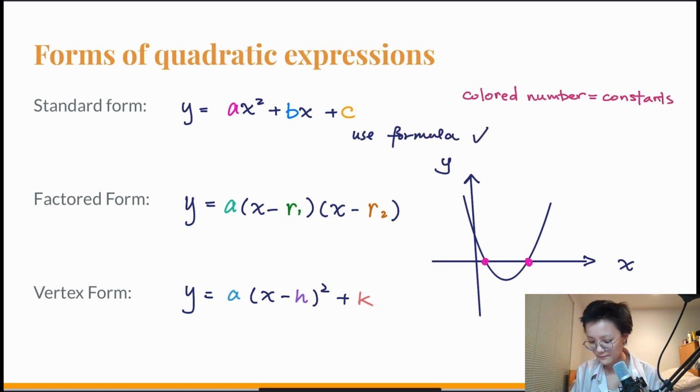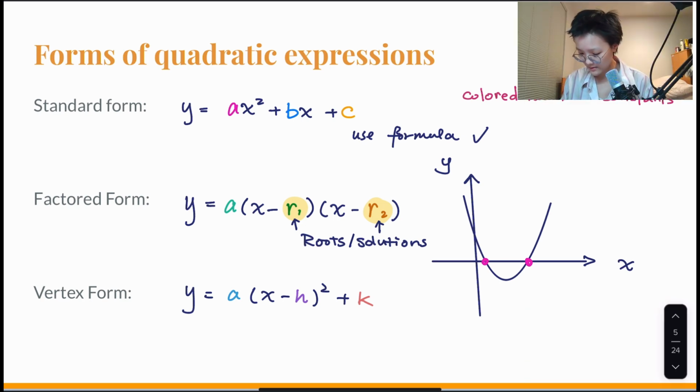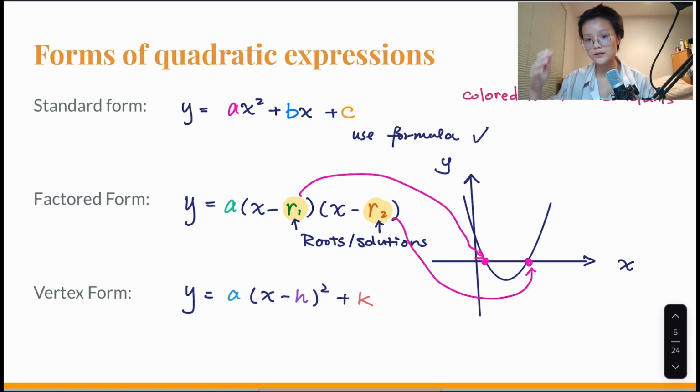The second one, the factored form. We have two constants here, and these two constants, r1 and r2, are the roots, or we call them solutions, of this quadratic equation. So the factored form is most useful if we are given the roots, or if you want to find the roots and find it easy to write it in the factored form. So you can choose this. Okay, so these are r1 and r2 in this graph. That is when y equals 0, or when the graph of this quadratic equation, this parabola, intersects with the x-axis.